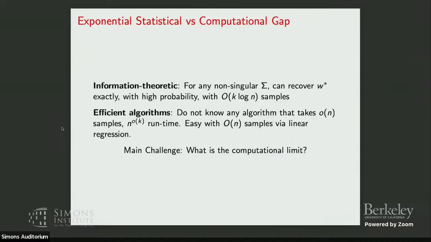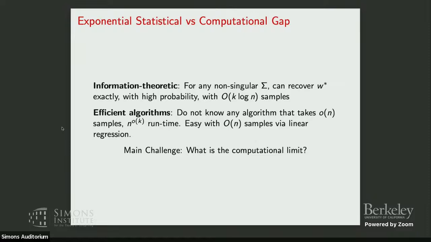So as classical as this problem is, there is still an exponential gap between what is possible information theoretically and what is possible computationally efficiently. We can show that for any non-singular sigma, we can recover W star with only k log n samples. This applies no matter what sigma is, as long as it's non-singular.